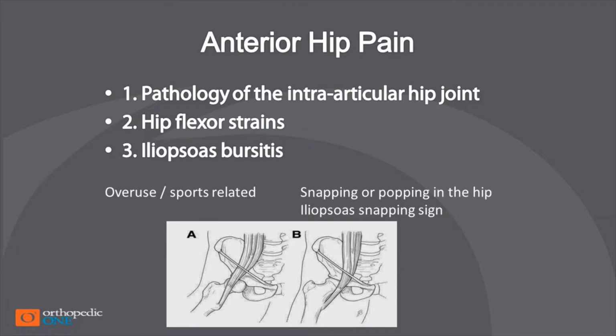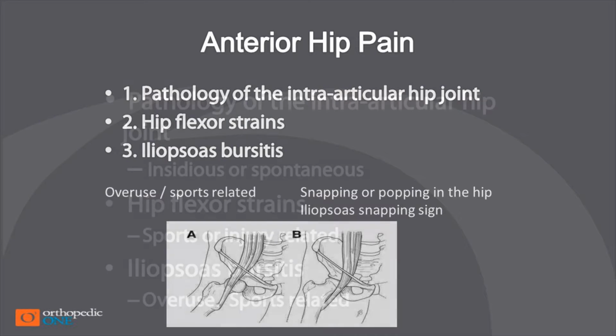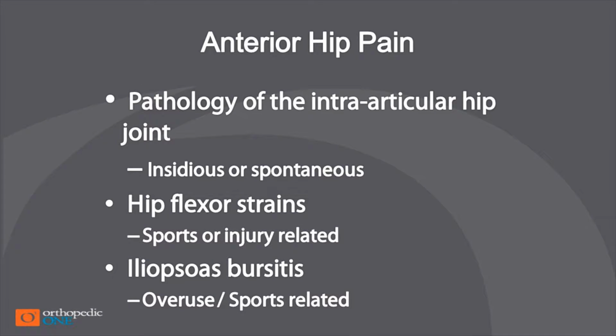But a test that you can do is the iliopsoas snapping sign, where you flex the hip, externally rotate, and abduct the leg. That's your starting position. And what that does, as you can see in A, is take that iliopsoas muscle and put it over on the lateral side of the femoral head, the ball of the hip socket. And as you take that leg and extend it down and internally rotate it, sometimes that iliopsoas, if there's a lot of inflammation, will literally snap over the top of the femoral head and can cause a pop. It can be audible sometimes. It's usually painful. So that kind of sums up more or less the anterior hip pain, generally speaking, right?